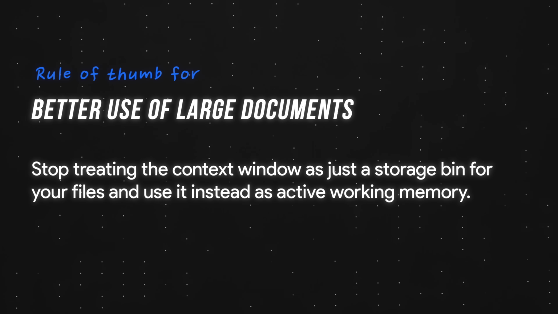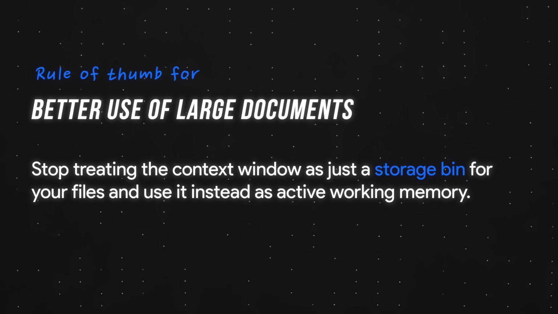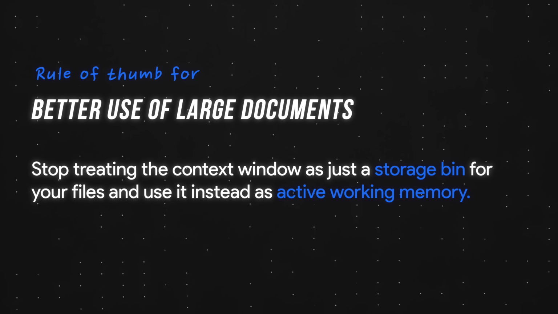So as a rule of thumb, we can now stop treating the context window as just a storage bin for our files and use it instead as an active working memory when, for example, we need to spot conflicts across different file types. This connects to something interesting.